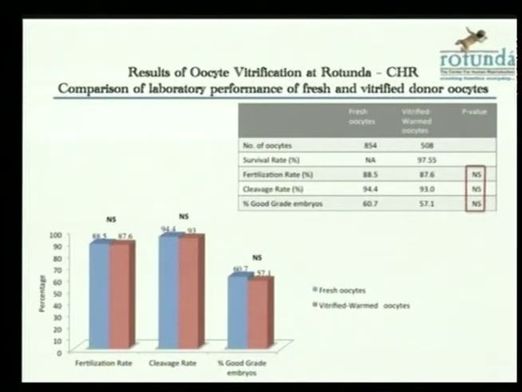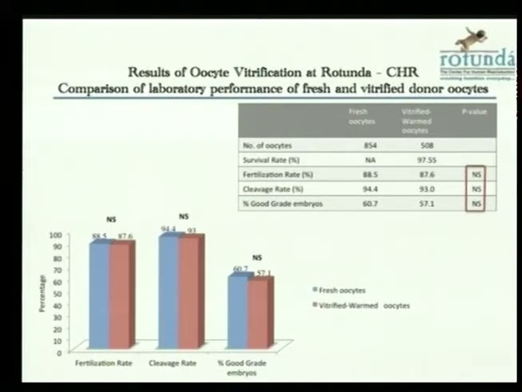So I would like to share our results of oocyte vitrification at Rotunda. We use Cryotech vitrification for our oocyte cryopreservation program. This is a comparison of the laboratory parameters of fresh and vitrified donor oocytes. I have looked at the fertilization rate, cleavage rate, and percentage of good grade embryos. And I was very happy and very surprised that the in vitro performance of the vitrified oocyte was really similar to what we normally accept from fresh oocytes. They were behaving the same way. There was no statistical difference in fertilization rate, cleavage rate, and percentage of good grade embryos.